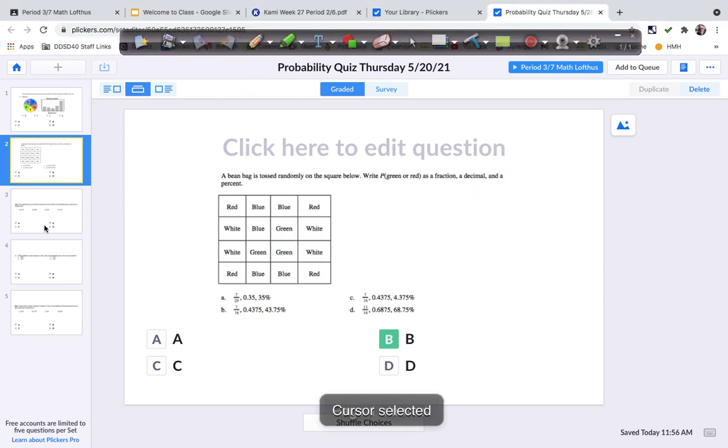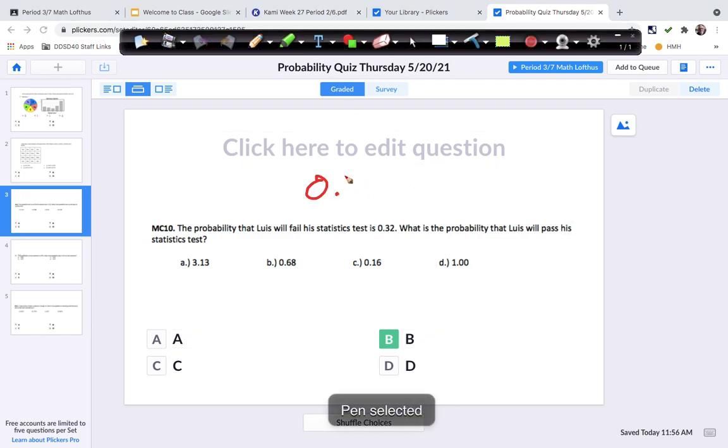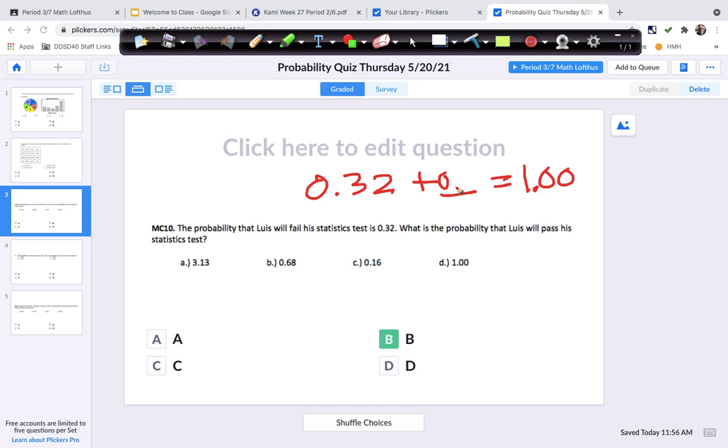Third question today. The probability that Luis will fail his statistics is 0.32. What is the probability he will pass? We need to come up with a number that will add up to 1. So that is 0.68. 32% plus 68% is equal to 100%. So we can do it as decimals, or we can do it as a percent.